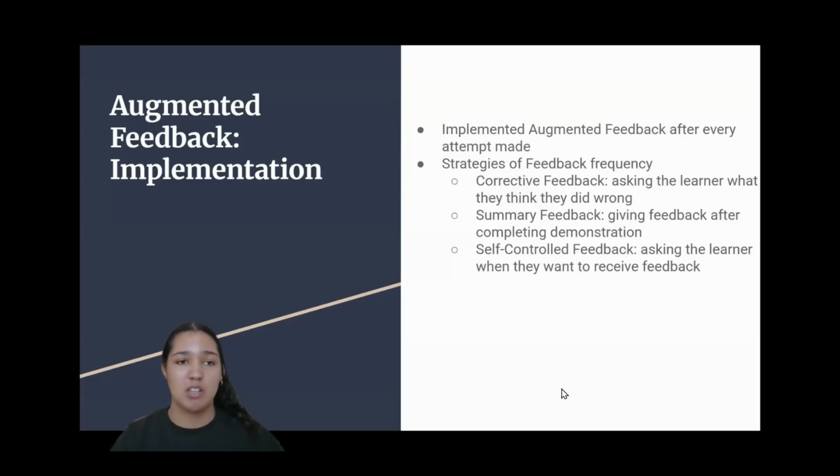Alrighty, so moving on to augmented feedback with implementing it to our plan and practice. We implemented it after every attempt that was made. Some strategies that we used to reduce feedback frequency was corrective feedback, so asking the learner what they think they did wrong. So me asking Z after his first attempt what he did wrong, and then him realizing what he needs to do. Summary feedback, giving feedback after completing the demonstration.